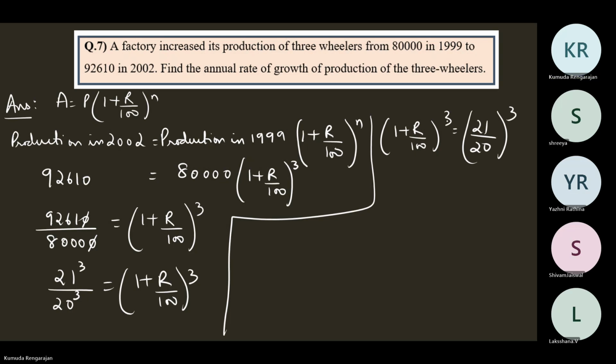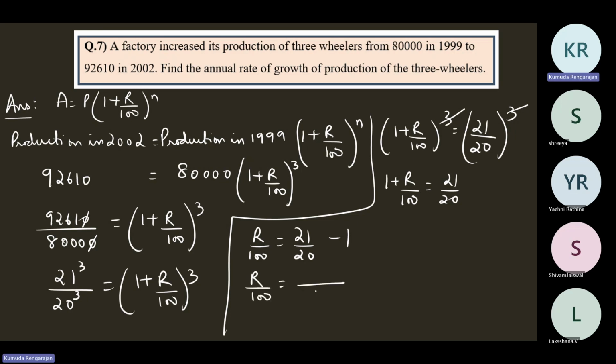So you can just cancel the powers on both the sides. We have 1 plus R by 100 is equal to 21 by 20. So R by 100 is equal to 21 by 20 minus 1. Take the LCM, 20: 21 minus 20 is 1 by 20. Then divided by 100 on the other side, into 100. So R is equal to 5%.